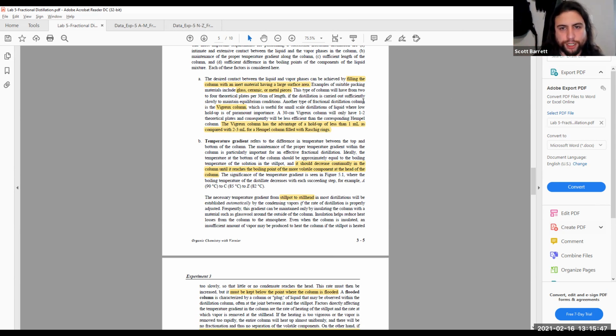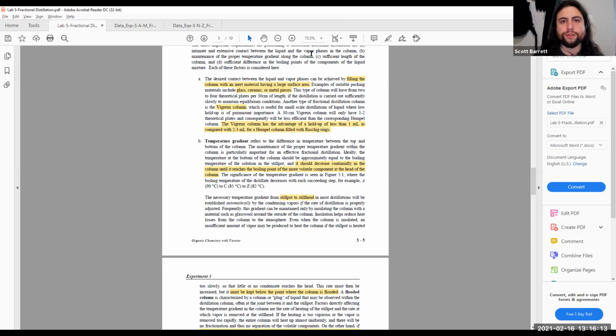And what they mentioned here, I actually pulled up a picture to show everybody the difference between the Vigreux column, which is useful for small scale distillations of liquid where low holdup is of paramount importance, and also the Hempel column. So the Vigreux column has the advantage of holdup of less than 1 milliliter as compared to 2 to 3 milliliters for a Hempel column filled with Raschig rings, which are just little glass rings.